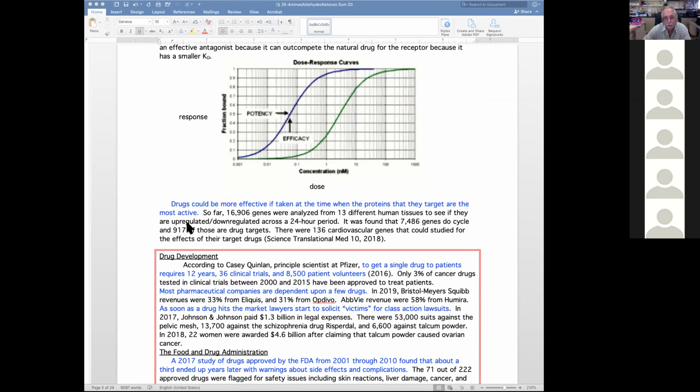So drugs in general could be more effective if they're taken at the time when the proteins that they target are the most reactive. They have looked at close to 20,000 genes to see, during a 24-hour period, when these genes are the most active. They found that quite a few of them do cycle up and down during a 24-hour period, and almost 1,000 of them are known drug targets.